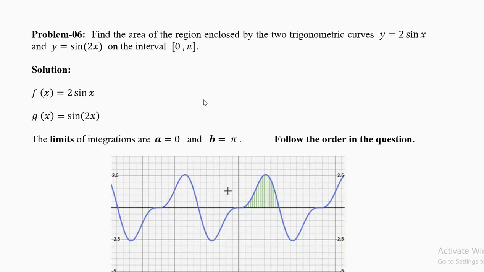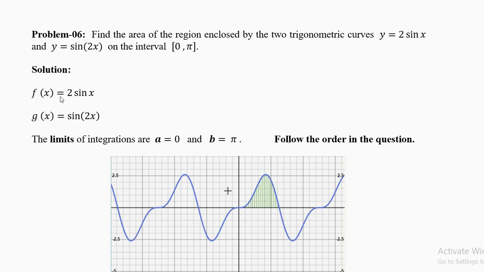Now problem 6. Find the area of the region enclosed by the two trigonometric curves y equal to 2 sin x and y equal to sin 2x on the closed interval 0 to pi. A equal to 0, b equal to pi. These are trigonometric functions. We are going to use radians. So use the mode button and switch over to radians.